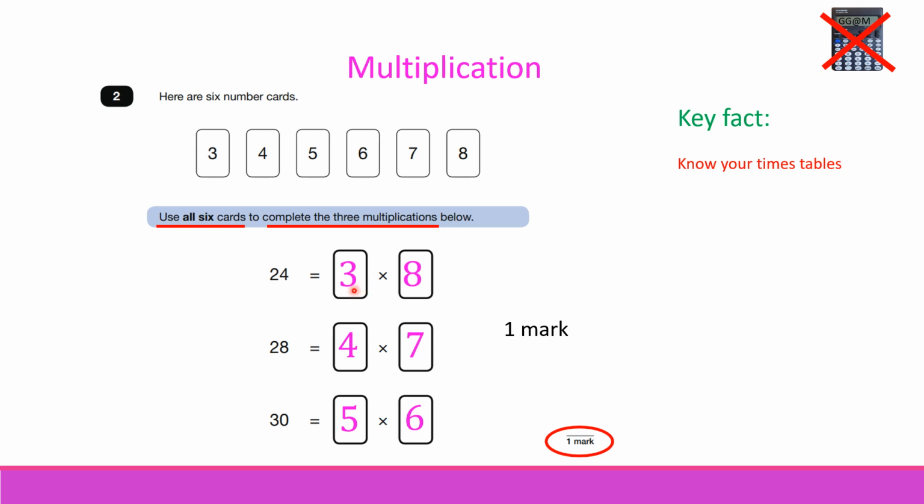It didn't matter if you wrote it the other way around, 8 times 3, it still means the same as 3 times 8. I've just put the smaller number first and the larger number afterwards. This will give you 1 mark in the exam. If you got this correct, give yourself a big tick. Well done, you've done really well. Great work.